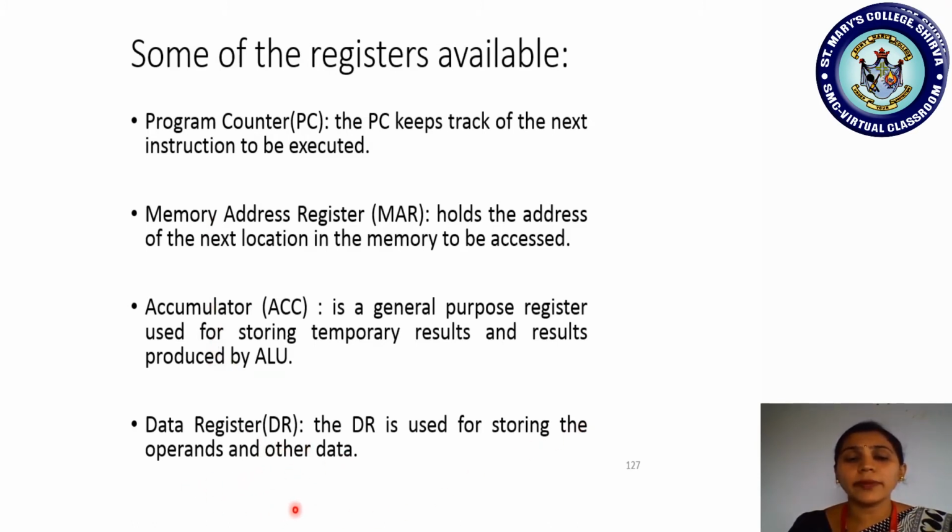What are operands? For example, if I am performing an addition with the numbers 3 and 2, here 3 and 2 are the data I am giving, and plus is an operator. What is it? Plus is an operator. So 3 and 2, the numbers which I input, are operands. 3 plus 2: plus is an operator, and 3 and 2 are referred to as operands. So the data register is used to store the operands and other data.